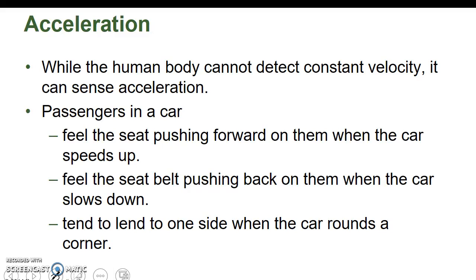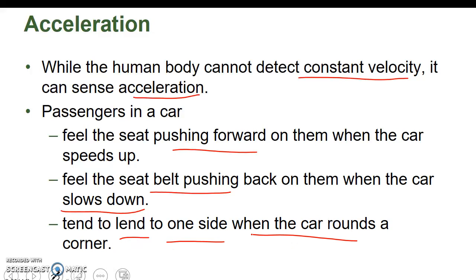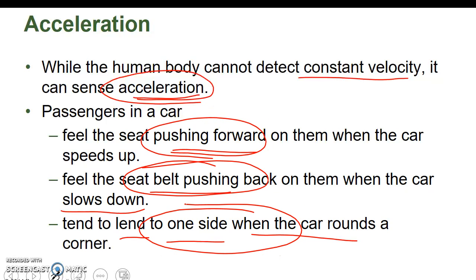Now, normally our body cannot detect constant speed or velocity, but it can sense when we speed up. For example, if you're in a car, you might feel the seat pushing forward on you when you speed up. When you slow down, you have the seat belt pulling you back. And you definitely lean to one side when the car rounds a corner. So when you go around a corner, you feel the lean of your body. That is a change in direction. So acceleration can be felt in a car: the forward push, the seatbelt pulling back, or when the car turns, we feel the motion. It can be a change in direction or a change in speed.